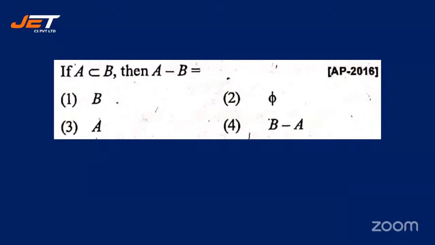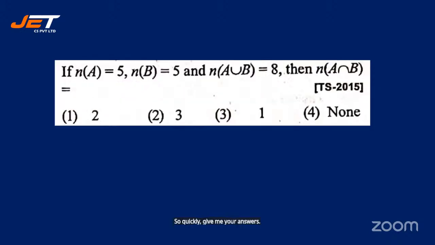If A is a subset of B, then A minus B is dash. So this was asked in the year 2017. So quickly give me your answers. It is null set.